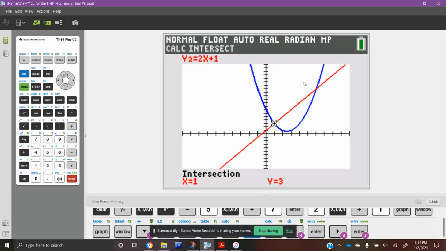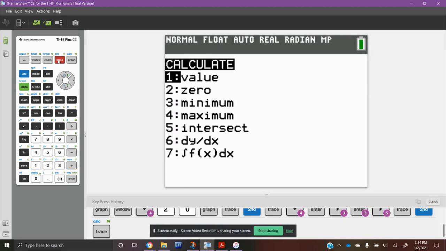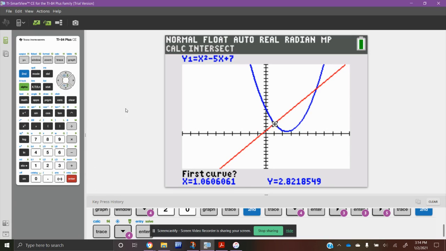Okay, now I'm going to do the same thing for my second intersection point, but when I go to choose intersect, I'm going to move my cursor closer over to that second point. Okay, so now I'm closer to this one. So I'm on my first curve. I can hit enter. It moves it to the second curve. I can hit enter. I hit enter for guess.